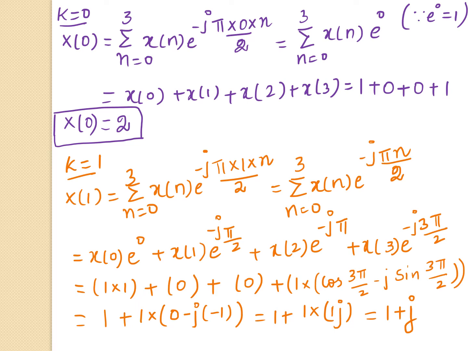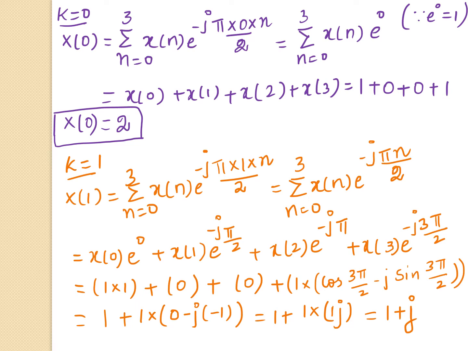So now you have to find the value for cos 3 pi by 2 and sin 3 pi by 2. So cos 3 pi by 2 the value is 0 and sin 3 pi by 2 the value is minus 1. So upon simplifying this expression, it becomes 1 into 1, it is 1, plus 1 into cos 3 pi by 2 is 0, minus j sin 3 pi by 2 the value is minus 1. So you will be getting 1 plus 1 into this plus this minus j and minus 1 becomes plus 1j.